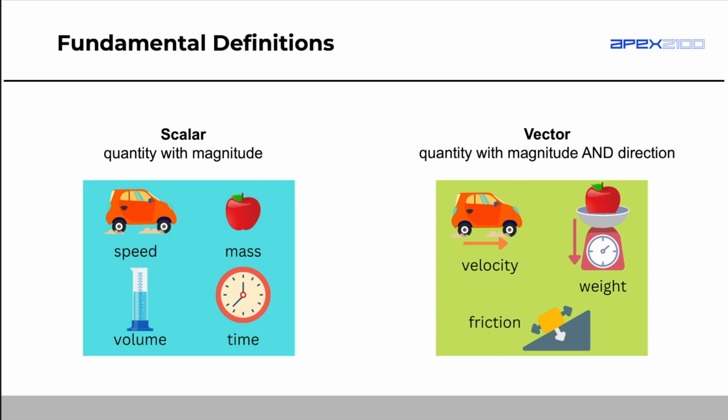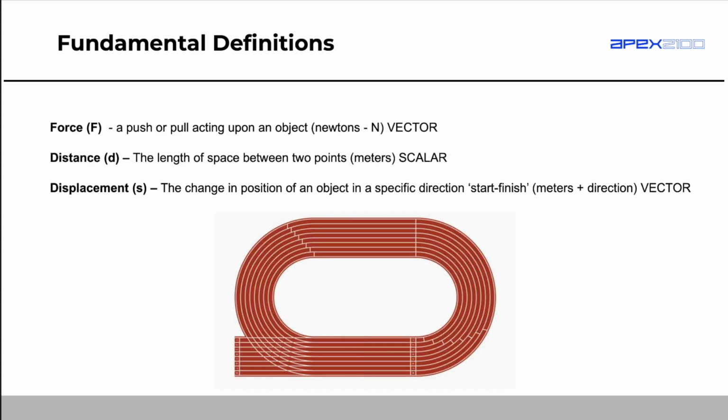Speed versus velocity. So velocity and speed are generally the exact same thing, except with velocity we've got the direction as well, whether that's north, south, left or right, up or down. Vectors always include this directional component. So let's have a look at some of our key terms now.